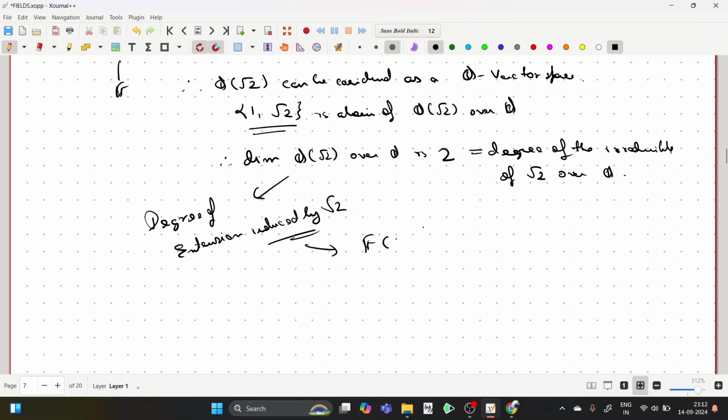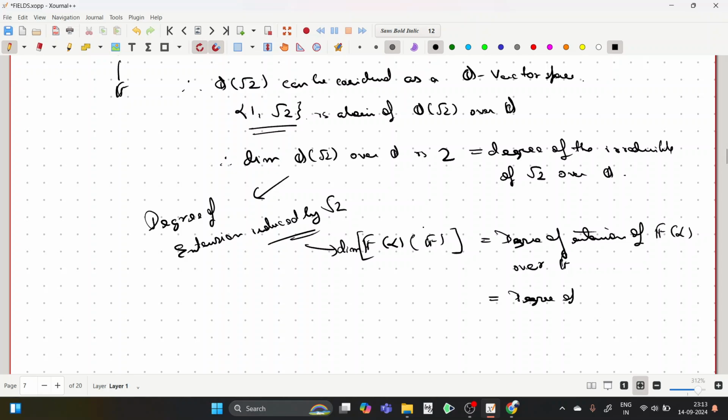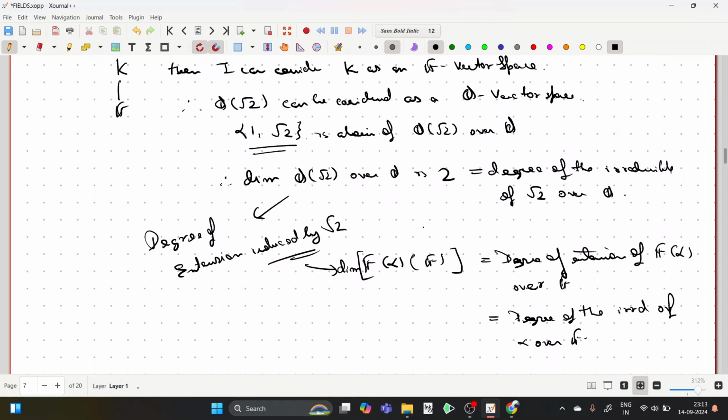In general, if I consider the extension induced by alpha, then the dimension of F of alpha over F, that is as an F vector space, is basically the degree of extension of F of alpha over F, and this will eventually be the degree of the irreducible polynomial of alpha over F. And keep in mind, all these discussions are being done provided alpha is algebraic over K. I am not discussing any of these concepts provided alpha is transcendental over K. I am discussing these things provided alpha is algebraic over K. Clear?